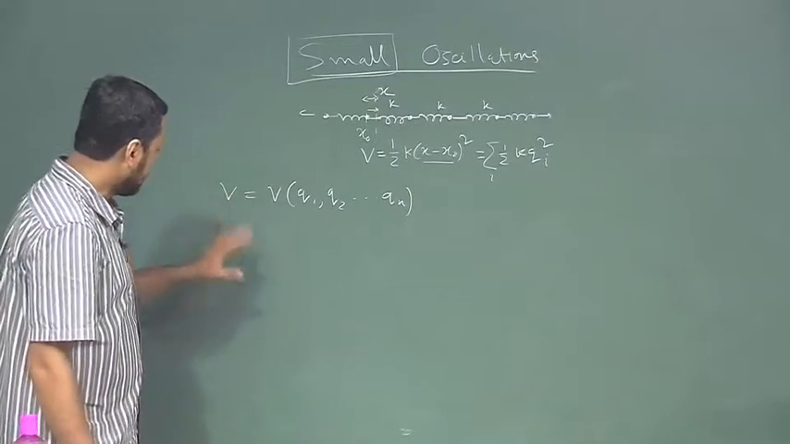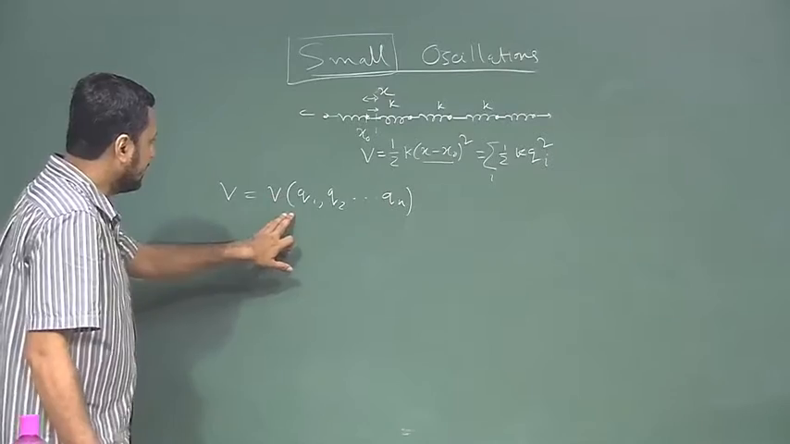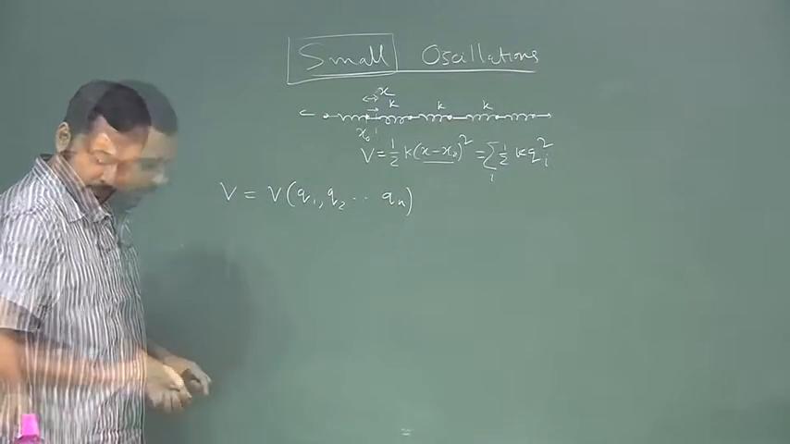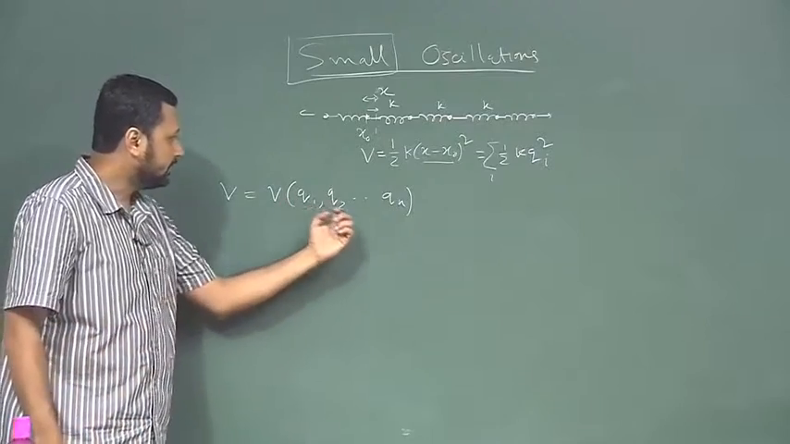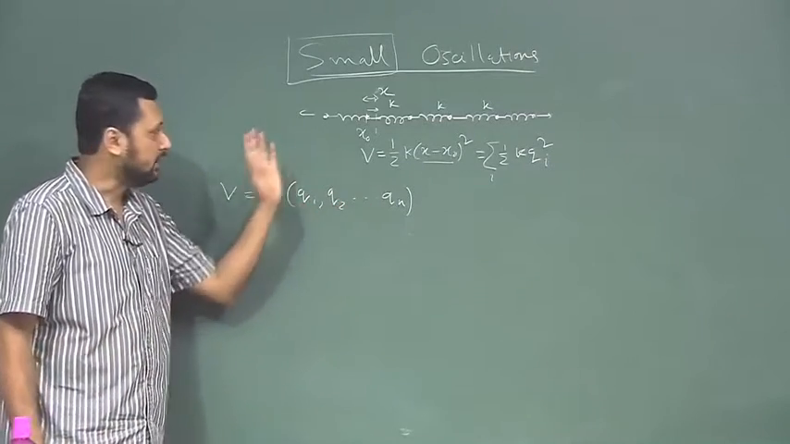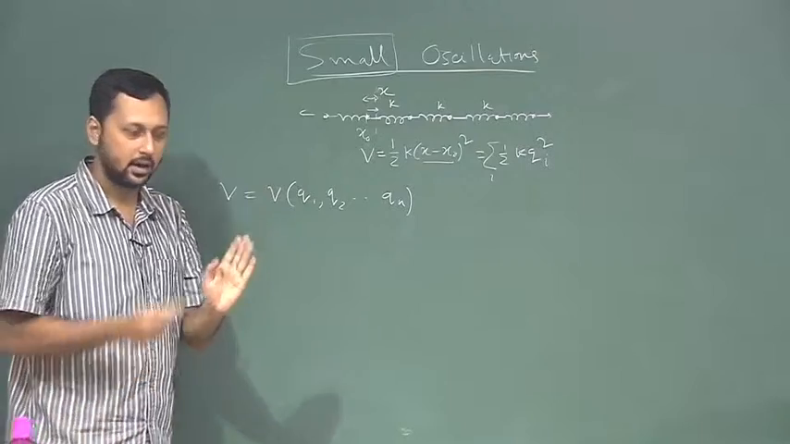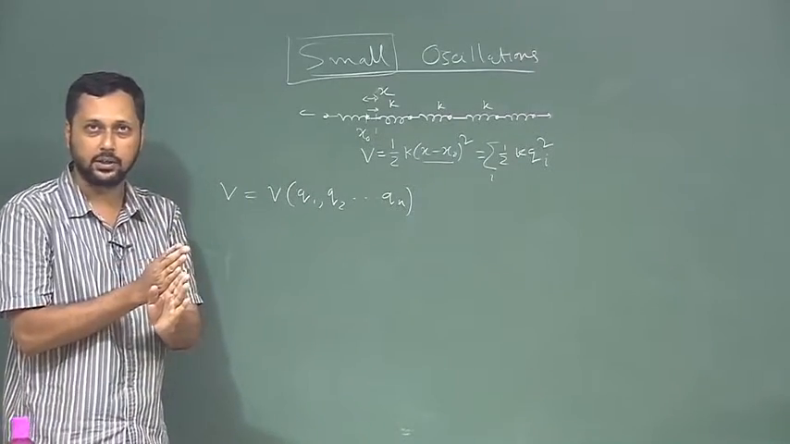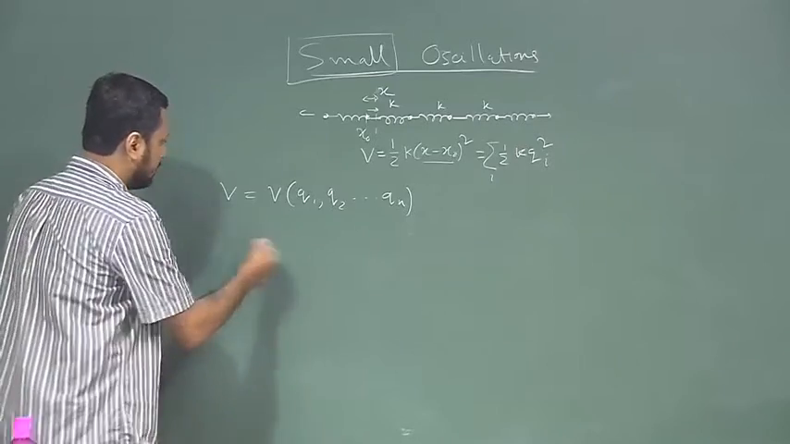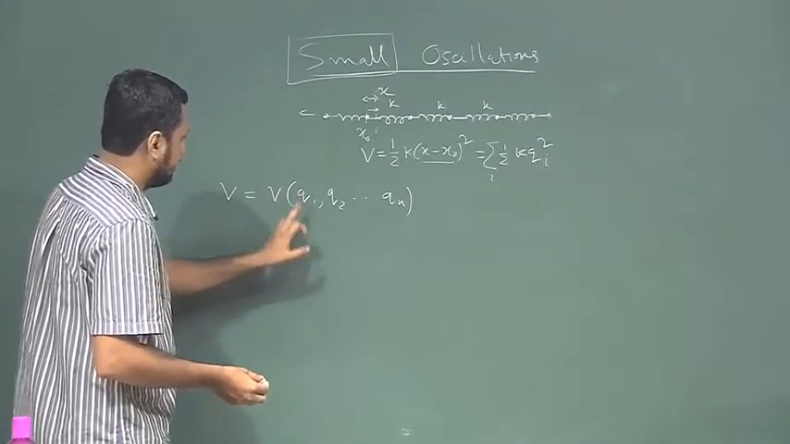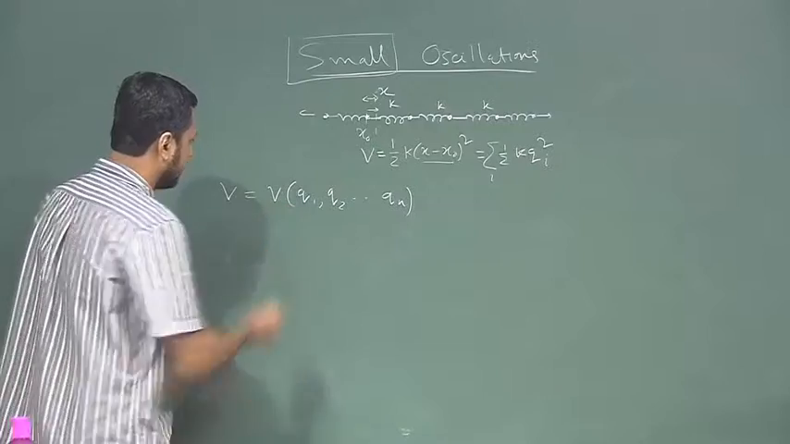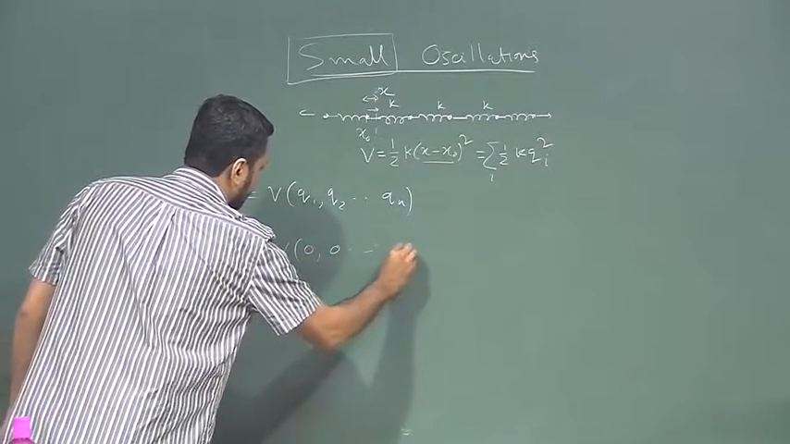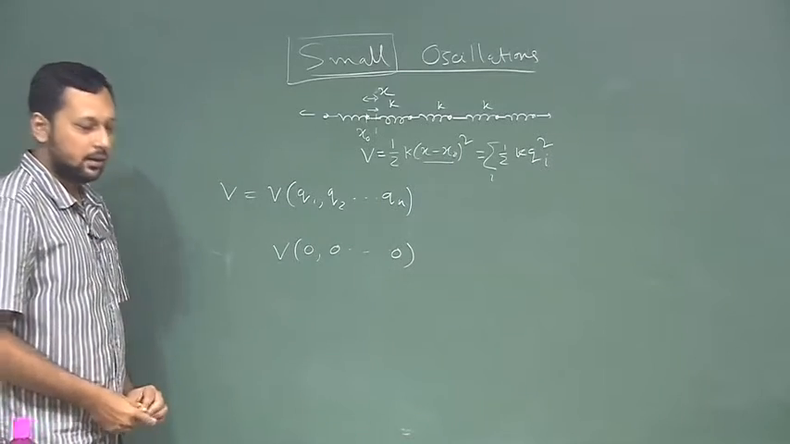Anyway, let us come back to this. What is important is V is a function of q1, q2 up to qn. Now, if q is equal to 0, that means each of the mass points is staying in its equilibrium position, then we have the potential V where all the q's are 0. So, it can be written as V(0, 0, 0), right.